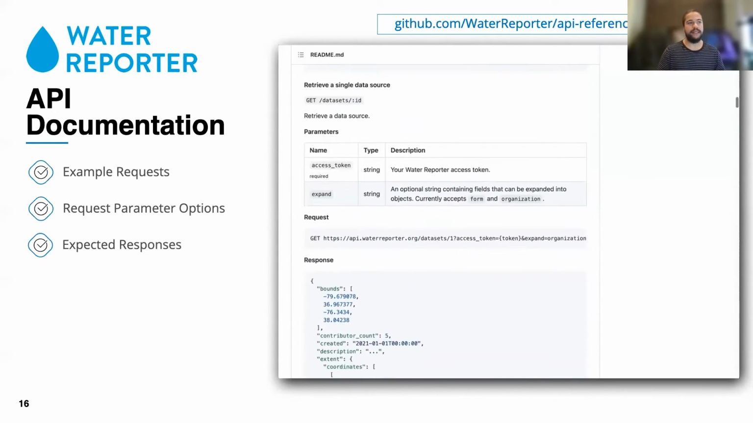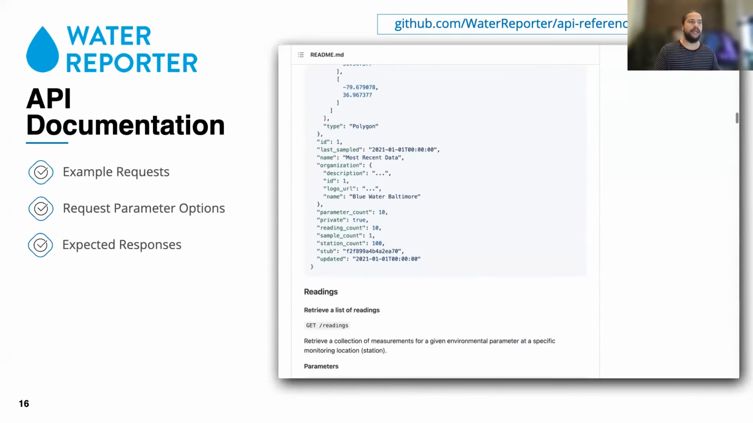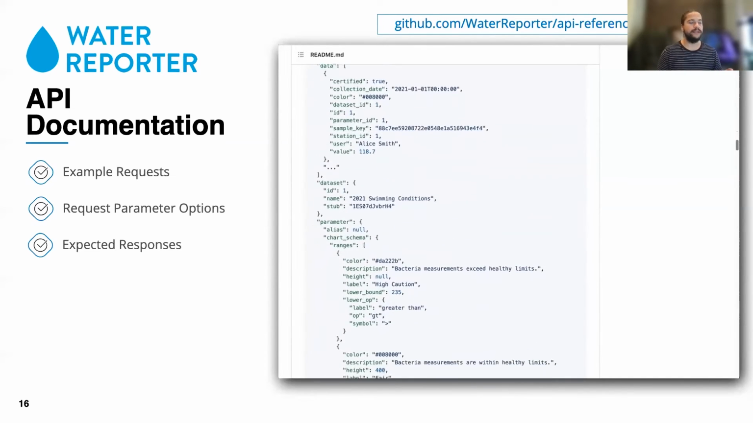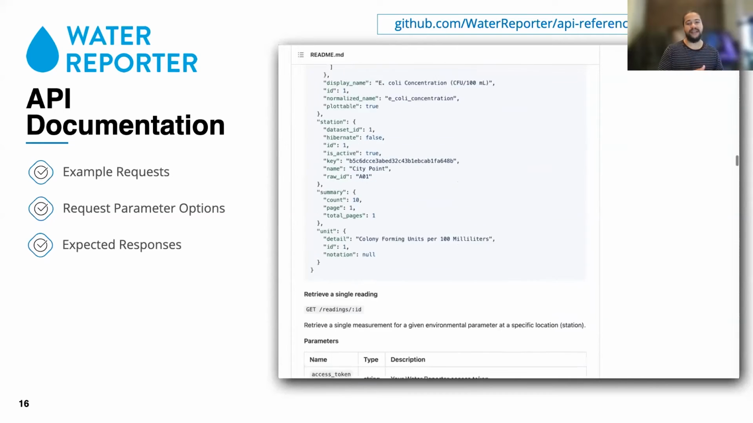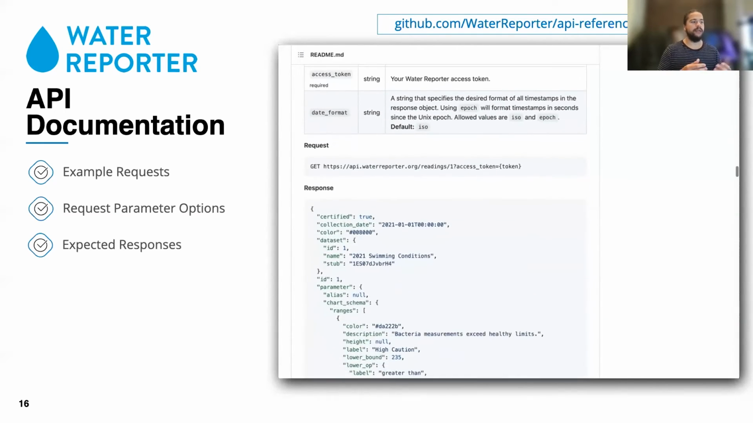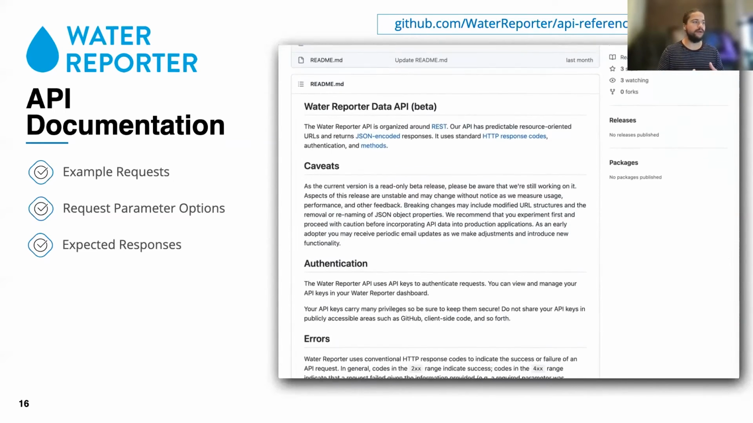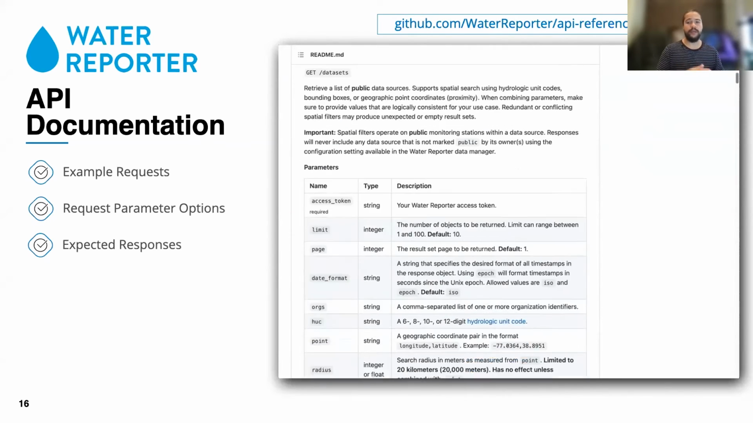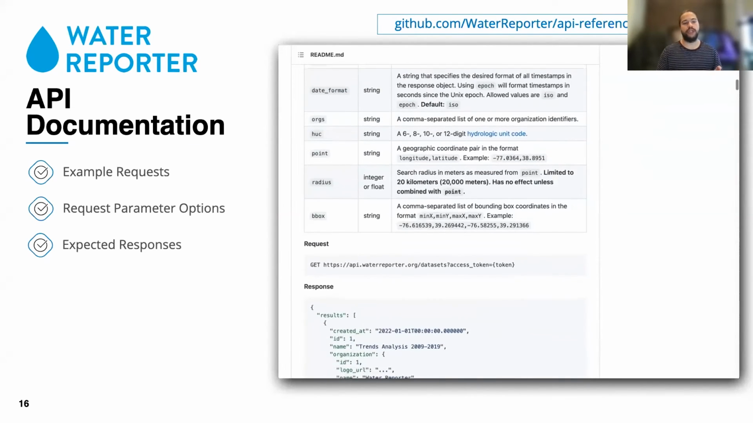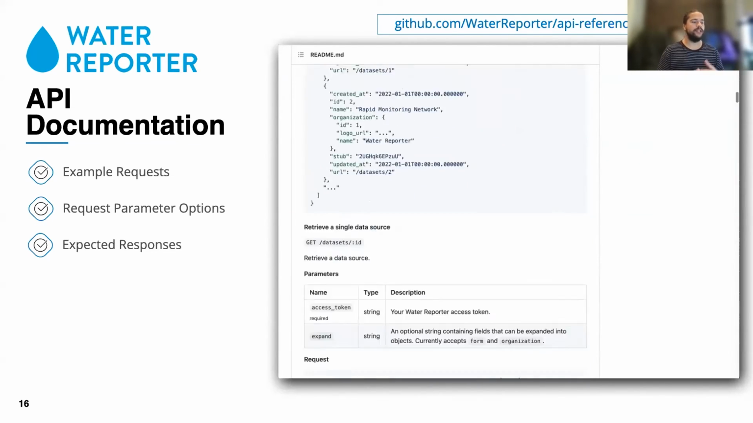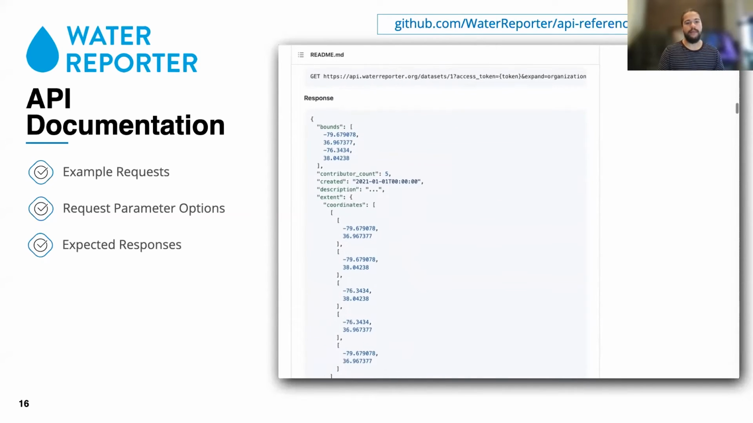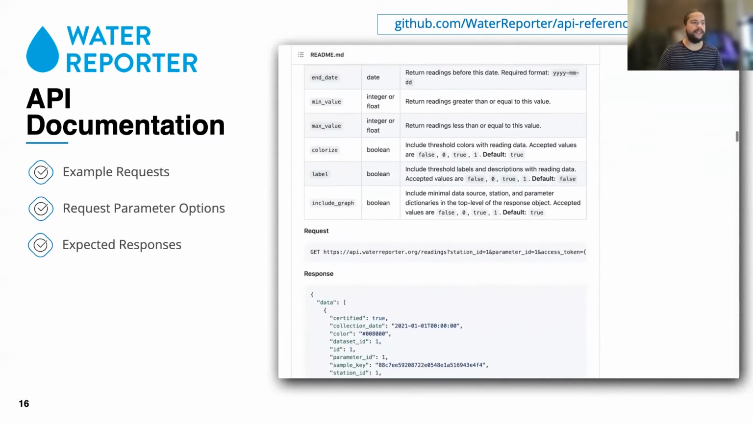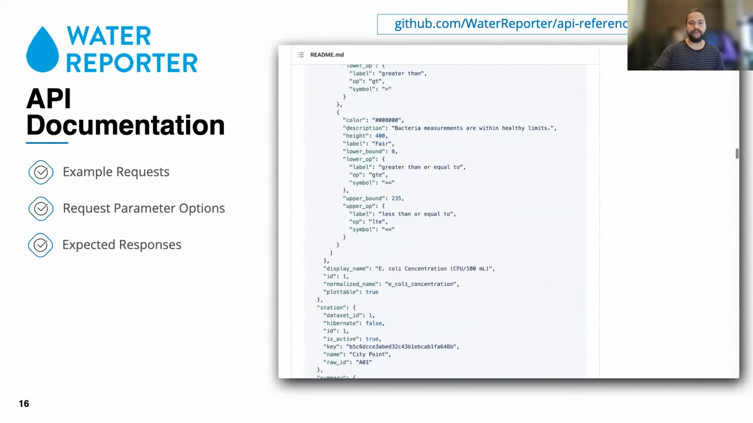So when you access the documentation, you can get that at github.com/waterreporter/API reference. You're able to see example requests. You can look at the different parameters under the requests, and you can also look at expected responses. All the responses are returned in JSON format, which, if you've interacted with APIs before, is the standard format that data is returned in.